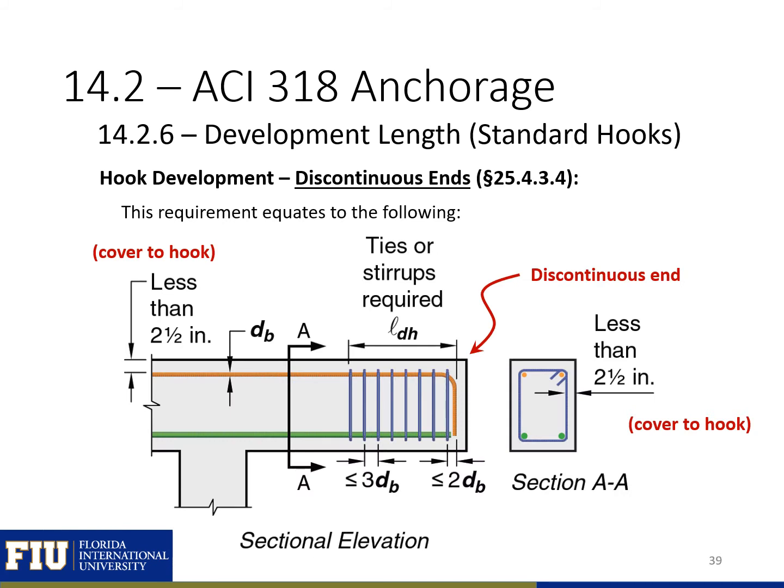So this requirement equates to the following figure shown here. Essentially, if you have cover less than 2.5 inches, then you need to provide these ties or stirrups within the development length of the hook, with the first stirrup starting within 2 dB from the outside of that back hook. So this is a visualization of what the requirement shown on the last slide is.